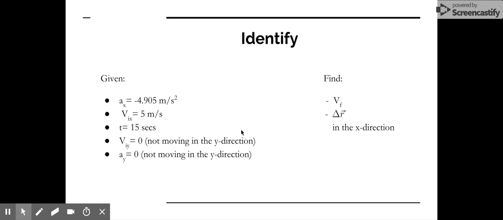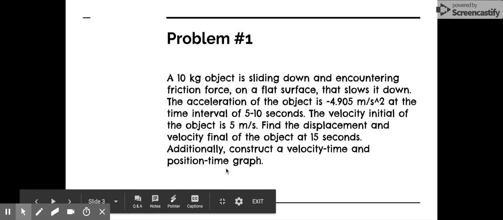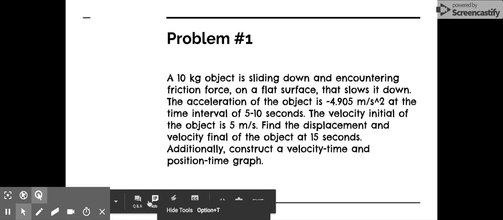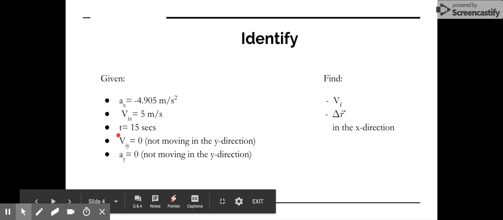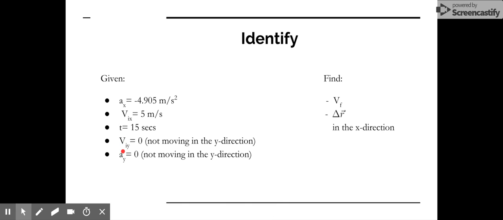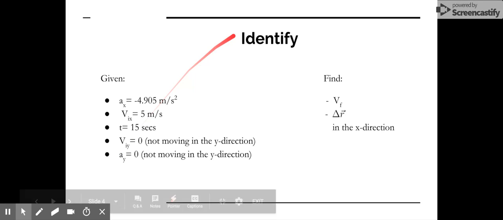I mean the velocity final of the object at 15 seconds. So our time for this specific problem is 15 seconds. And then velocity initial in the y and the acceleration in the y are both 0 because it's not moving up or down. It's a box moving on a flat surface towards the left.